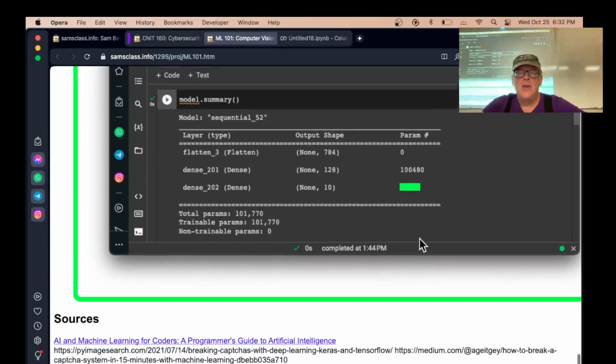You can also see, by the way, how many parameters there are. This image training model has 101,000 parameters. So it's really got a lot of calculation to be done, and it's amazing how fast this is these days.